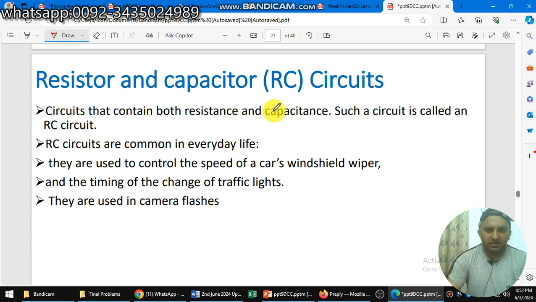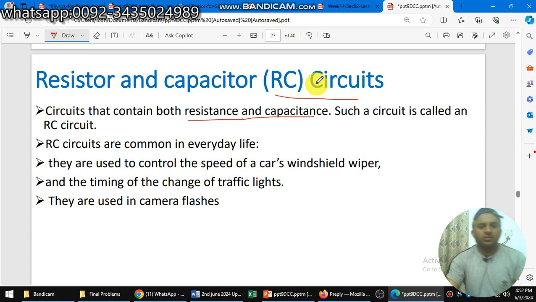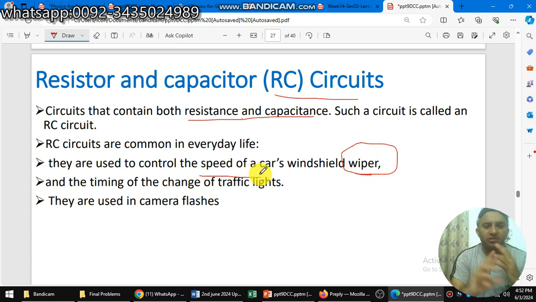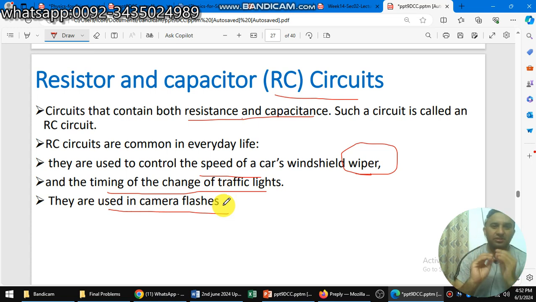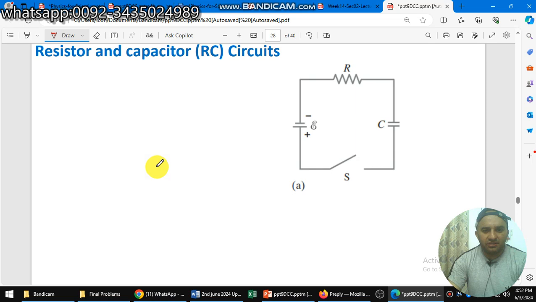So the topic name is RC circuit. Let me define: RC means a circuit that contains resistors and a capacitor in series. They have many applications, such as car windshield wipers. They are used to control the speed of car wipers, traffic signals, and the timing of wiper signals, and they are used in camera flash. These circuits use resistors and capacitors. Okay, I will explain in detail.